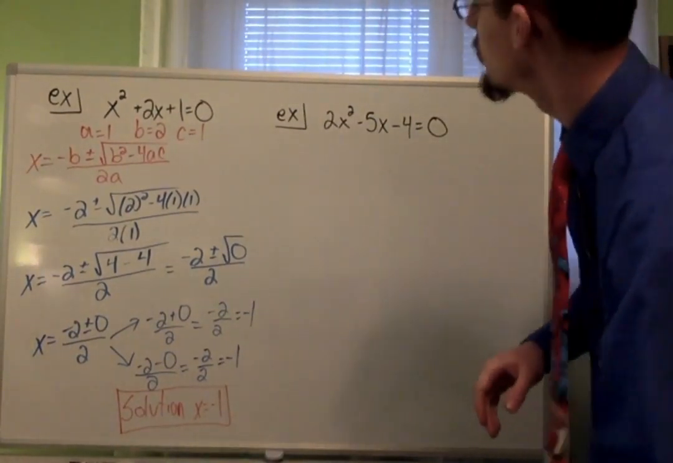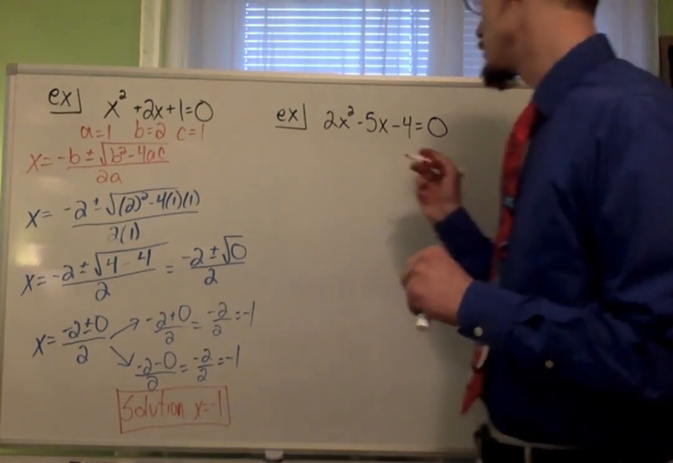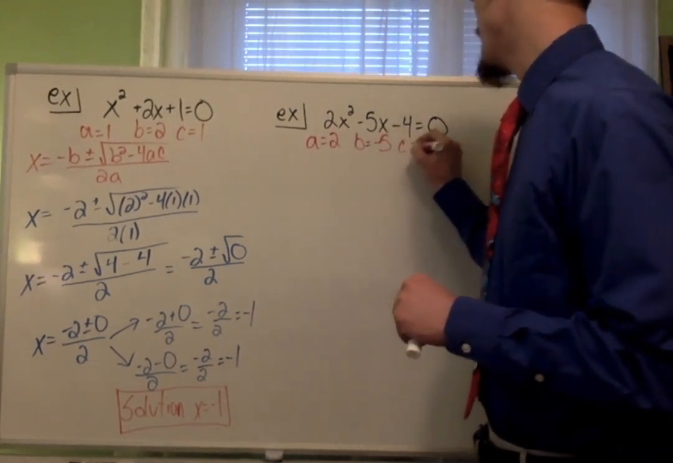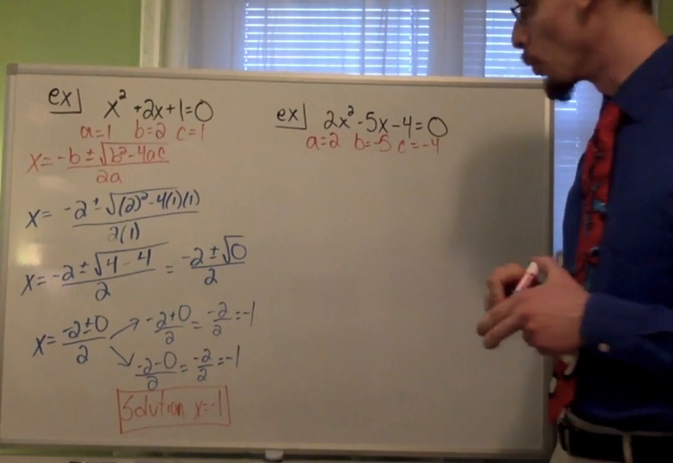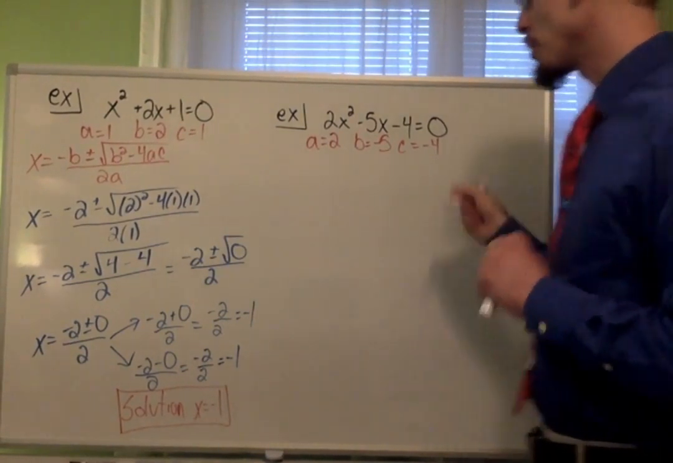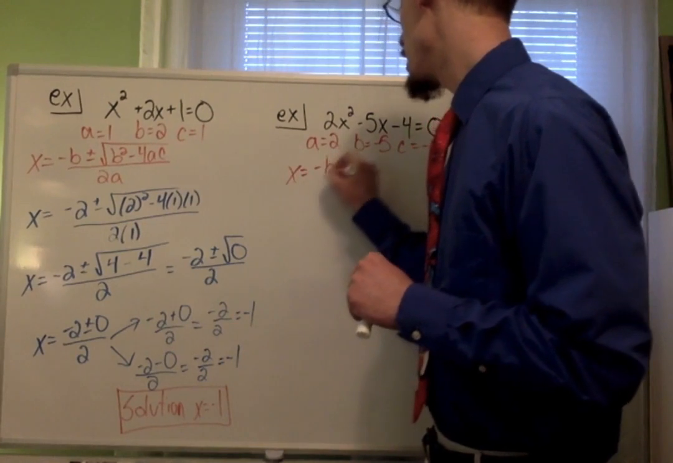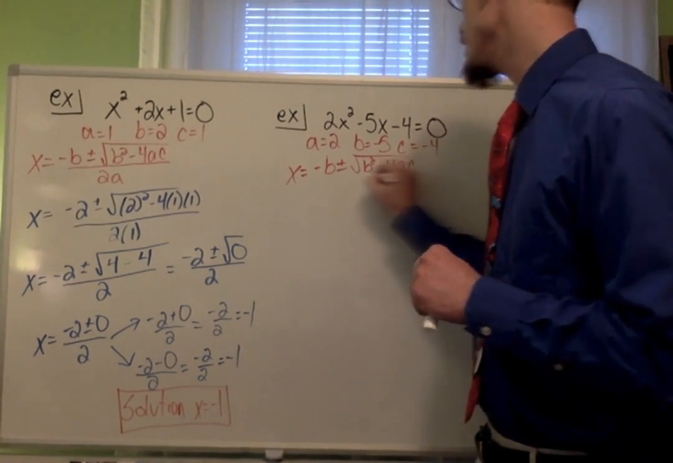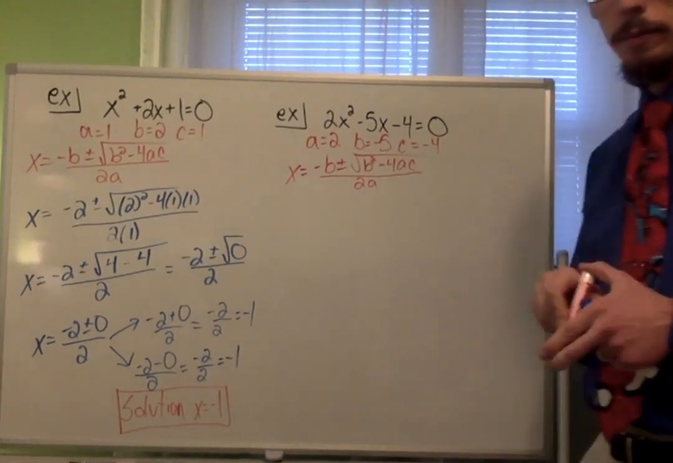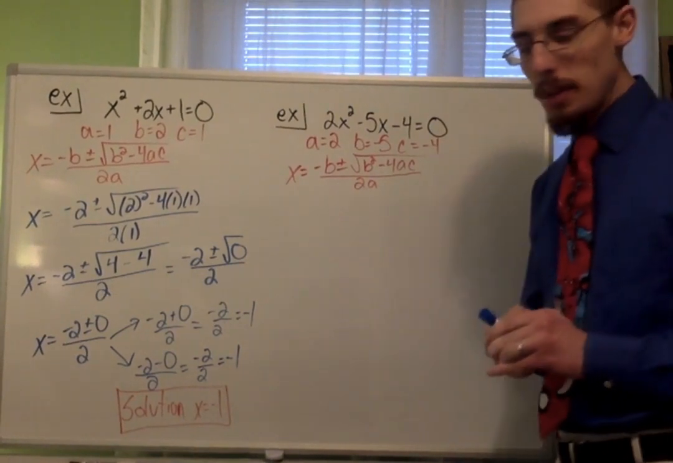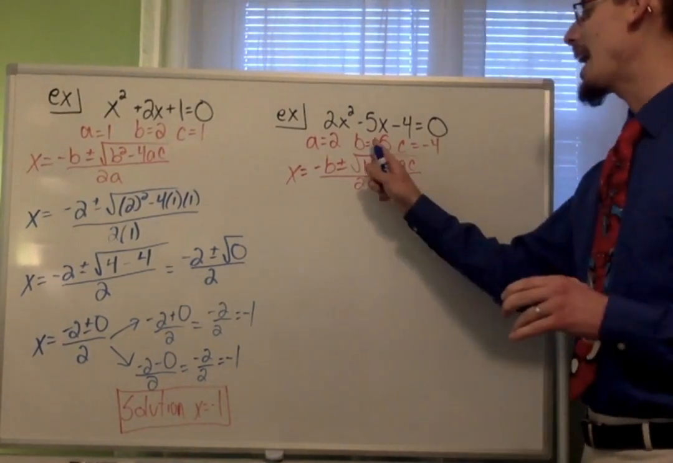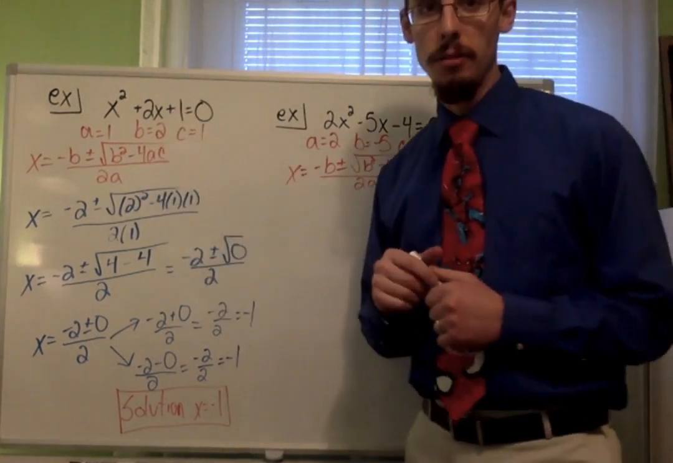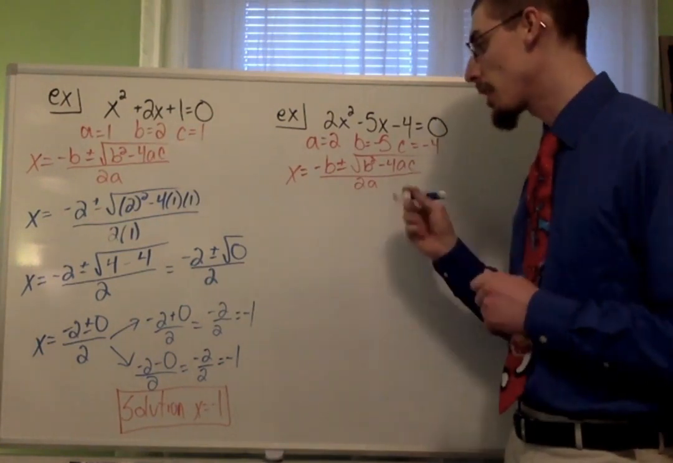So just like before, let's label. A is 2, B is negative 5, and C is negative 4. So let's start with my formula. Negative b plus or minus the square root of b squared minus 4ac all over 2a. This time you have to be a little bit more careful about how you do it because I have negative numbers, right? In my previous examples, they've all been positive. But when you have negative numbers, you have to be a little more careful.